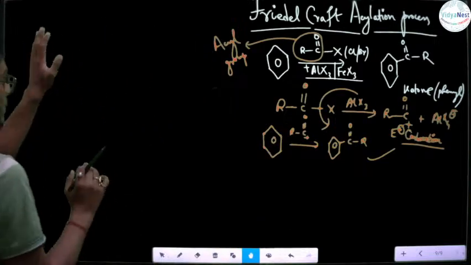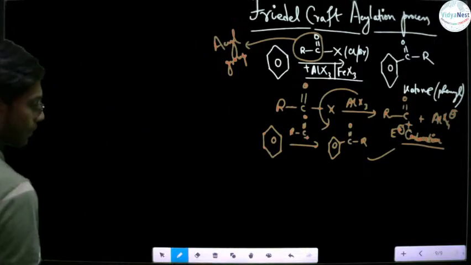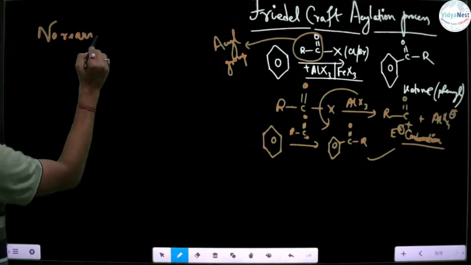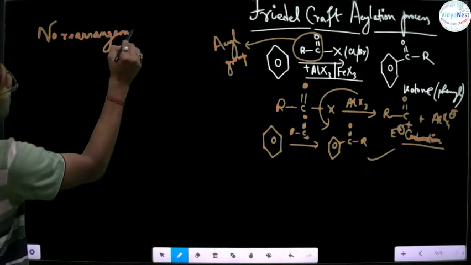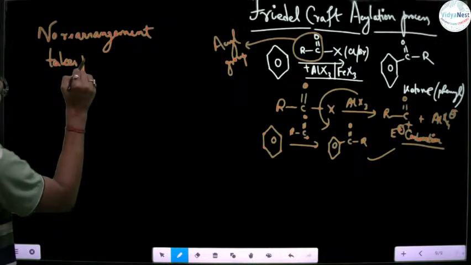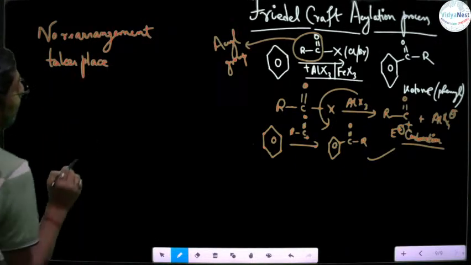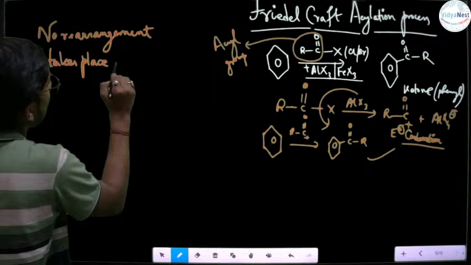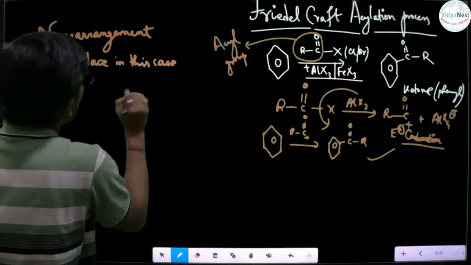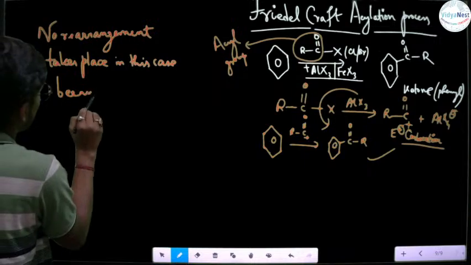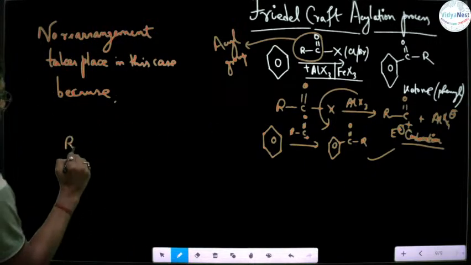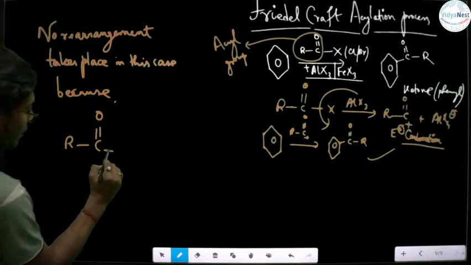So I'm explaining it in this side. Writing, no rearrangement takes place in this case because suppose we have this R, C double bond O, and we have this positive sign over here.